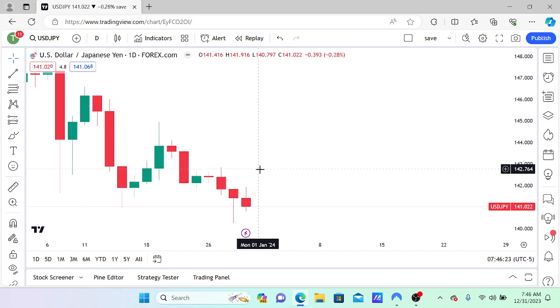This is the open of this candle. Look at my cursor, right here where my cursor's moving back and forth. That is where price opened. And this right here, look at my cursor now, the very top of that wick, that was the absolute high that price hit on Friday. And then right here was the absolute low that price hit on Friday. And right here where my cursor is is where we closed on Friday.